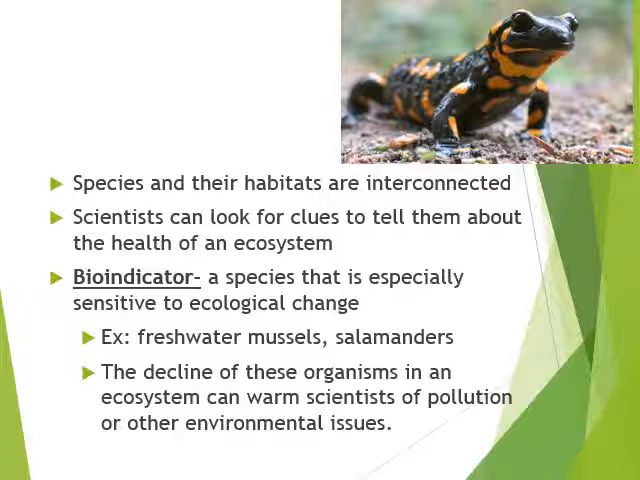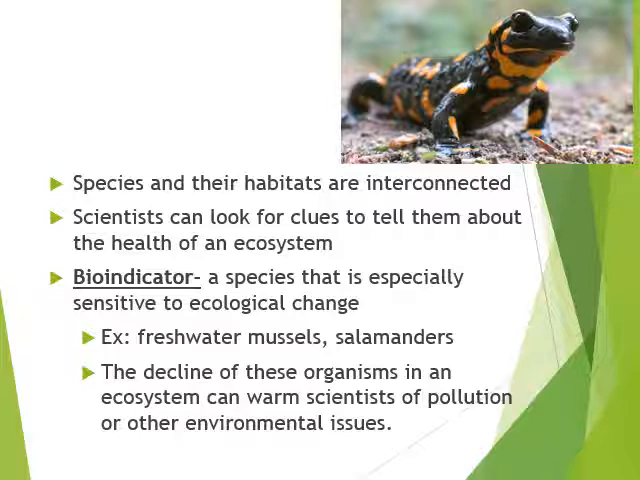A lot of times scientists will look at bioindicators. A bioindicator is a species that is especially sensitive to ecological change. Something like the salamander shown up above is very sensitive to the cleanliness of the water and the air that they live in. So if something's going wrong in that area and the water or the air is starting to get polluted, salamanders would be a bioindicator. They would be one of the first things to start to suffer. So if you started to see their population decline or get sick, that could be a clue, an indicator to scientists that something's going wrong here.